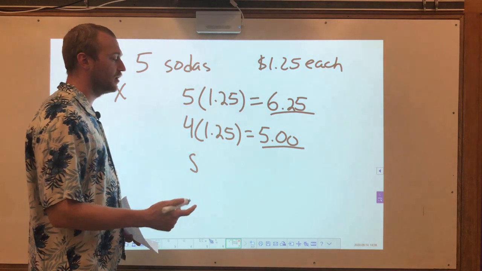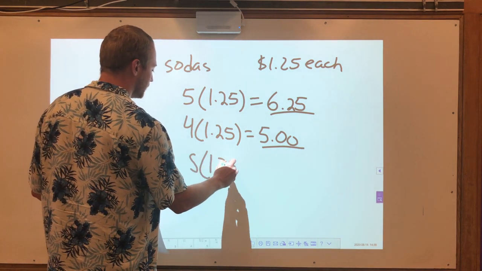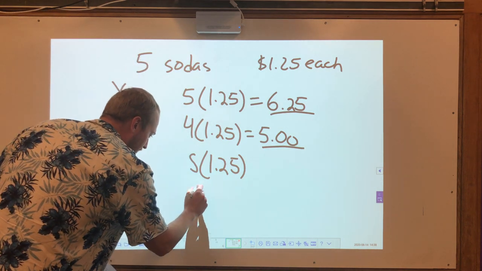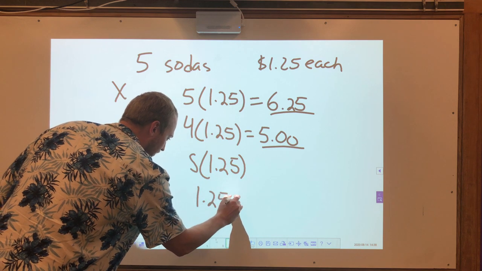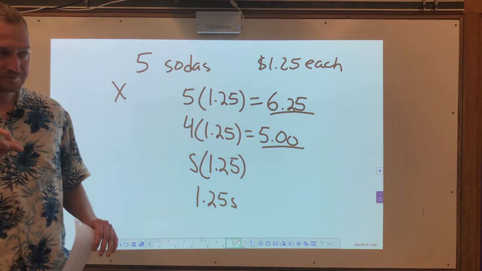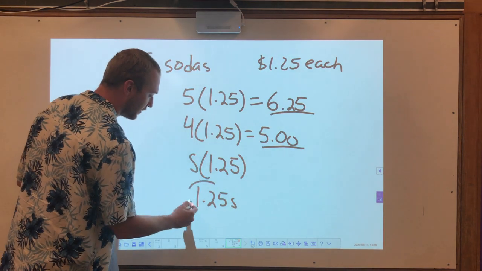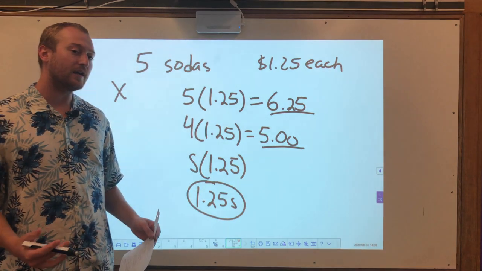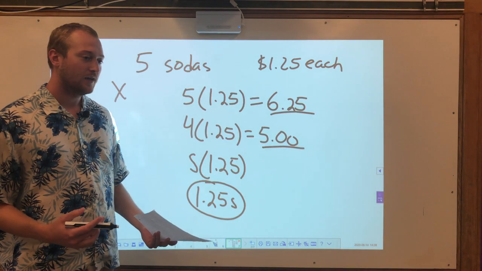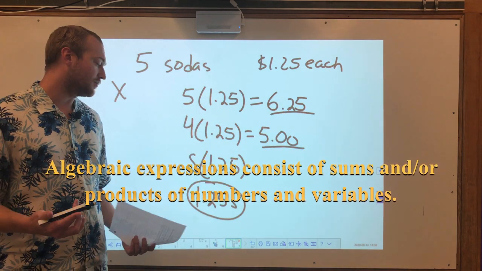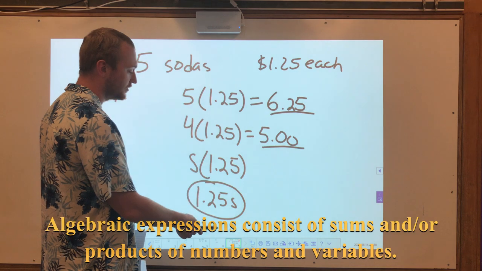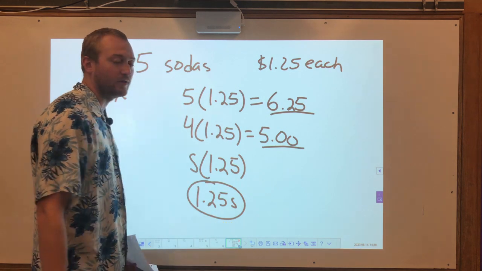We don't know how many yet, and they're still $1.25 each. Normally we write this with the number first and the variable second. What we have circled here is called an algebraic expression. A more formal definition is that an algebraic expression consists of sums and or products of numbers and variables. And here we just have the product of a number, 1.25, and a variable s.